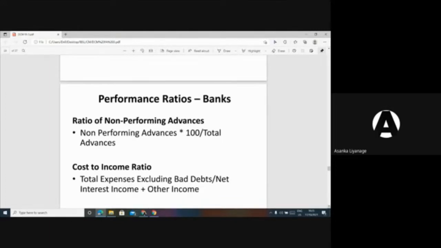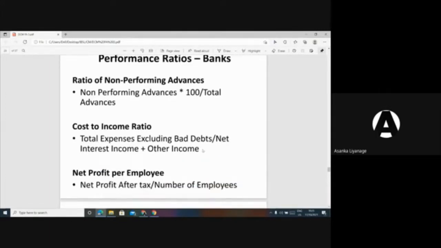Some ratios relating to banks, non-performing ratios. You take the non-performing portfolio divided by total advances into 100. That is your non-performing ratio, very straightforward. Cost to income, a very famous ratio for a bank: total expenses excluding bad debts divided by net interest income plus other income, that is total income, into 100. If the cost to income is below 50%, that is a better bank. Then net profit per employee, net profit after tax divided by number of employees. If the amount is higher, it is better.